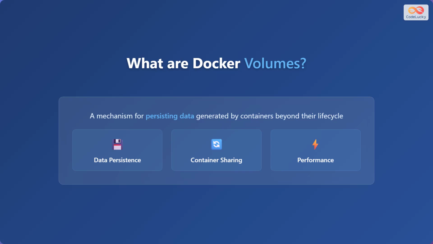Docker volumes are a mechanism for persisting data generated by containers beyond their lifecycle. Volumes offer data persistence, container sharing, and improved performance. Data persistence means that the data will survive even if the container is stopped or removed. Container sharing means that multiple containers can access the same volume. Volumes also improve performance because data is stored directly on the host machine.